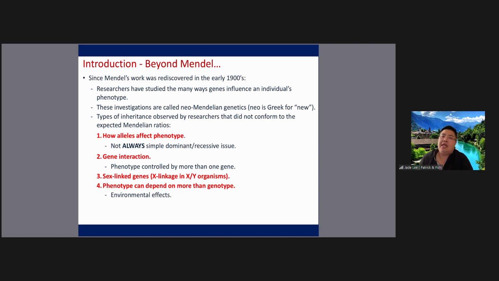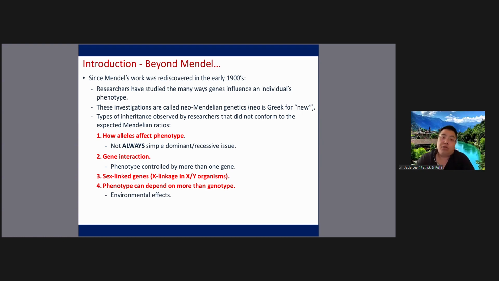All right, but not all of the variations that we see in the environment are necessarily following the Mendelian rules. So that's why they came up with something which is beyond Mendelian. How alleles affect phenotypes is not always a simple form of dominance or recessiveness, or gene interaction. Phenotypes are controlled by more than one gene. This is very important because genes talk to each other, they interact with each other, and sometimes one will silence or stimulate the expression of another gene. Not one gene carries out its function by itself, but it is also controlled by other genes.